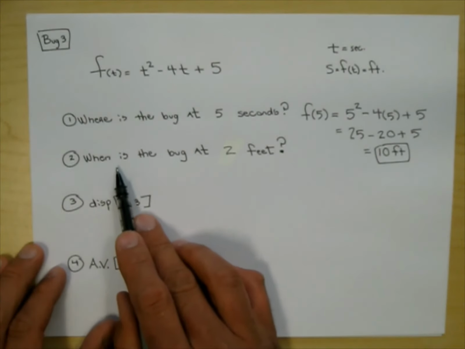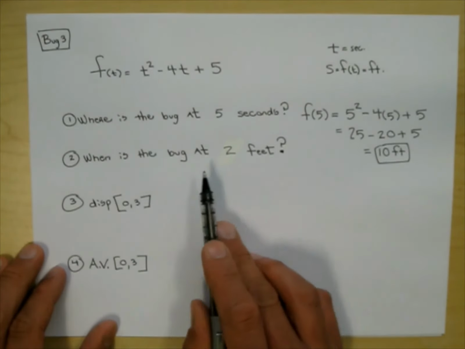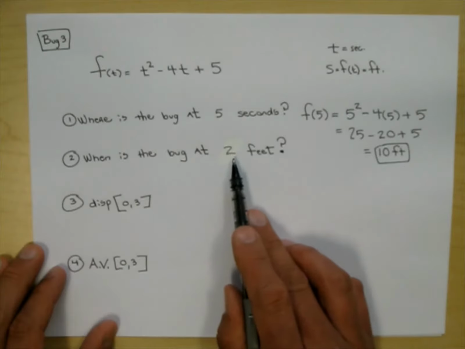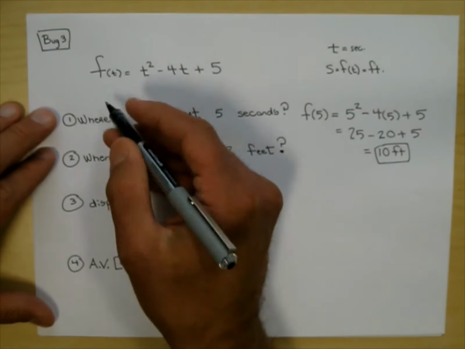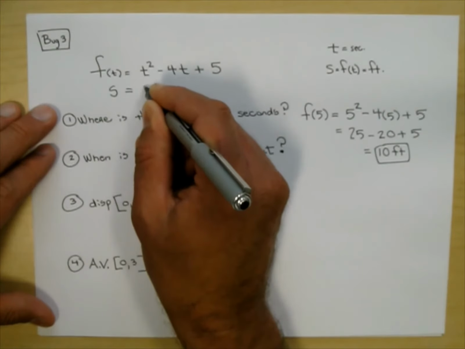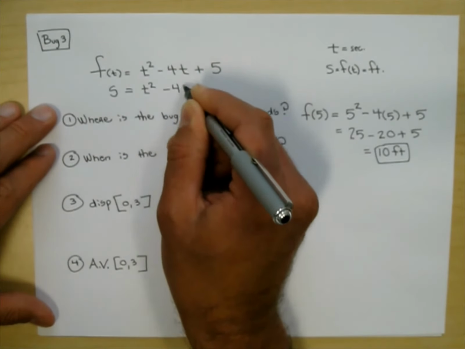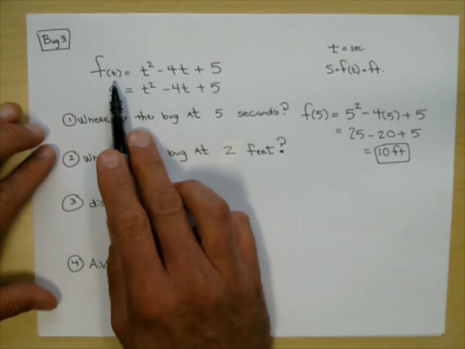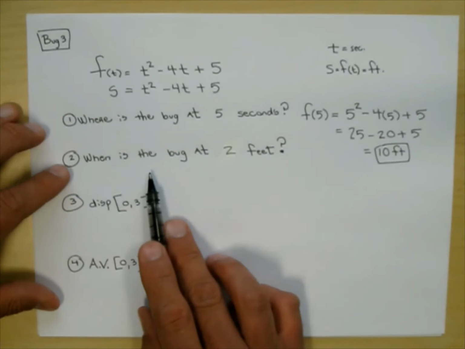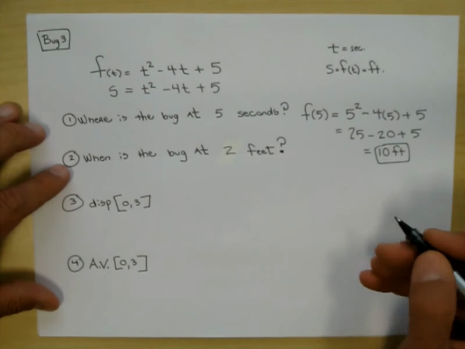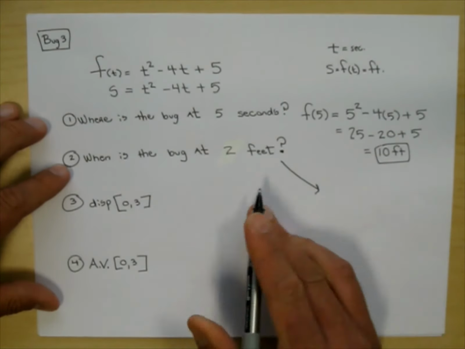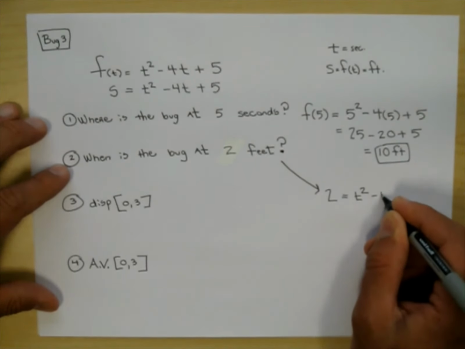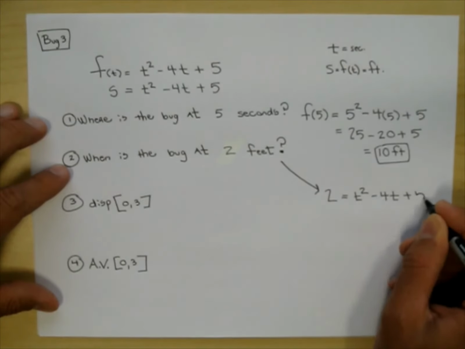Okay, and then now they ask us, when is the bug at 2 feet? So now they're asking for a time. They're asking for the input. They give us the output. So it might be easier for some of you to think of this function as s equals t squared minus 4t plus 5. This might remind you of when you had an f of x and you replaced the f of x with y. And they give us the s. So I'm going to put 2. I'll do my work over here. So I'm going to put 2 in for s. 2 equals t squared minus 4t plus 5.